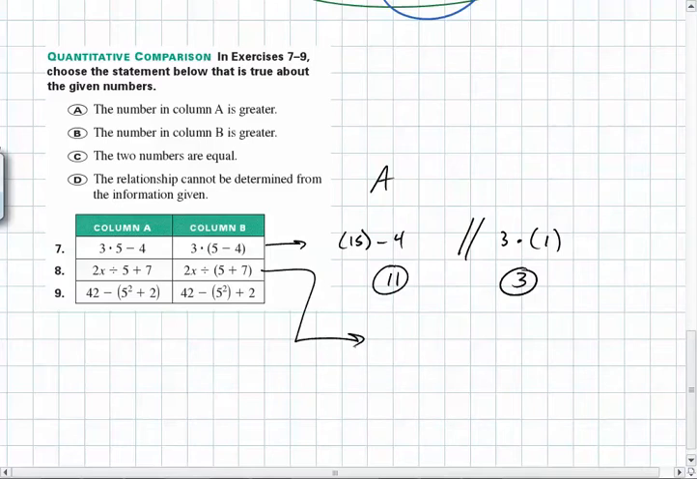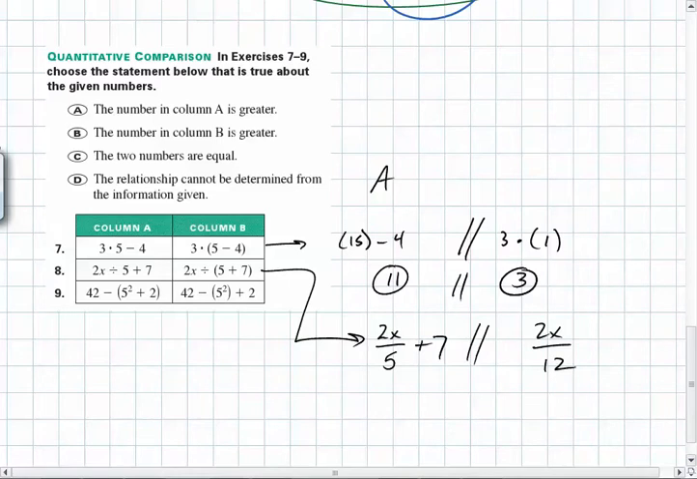So what about the second one here? 2x divided by 5 plus 7. This is something we will get to very soon if you haven't seen it before, but what operations do you do first? Do you do division or addition first? Division. So this is going to be 2x over 5 plus 7 on one side, and what's on the other side? 2x over 12, exactly.